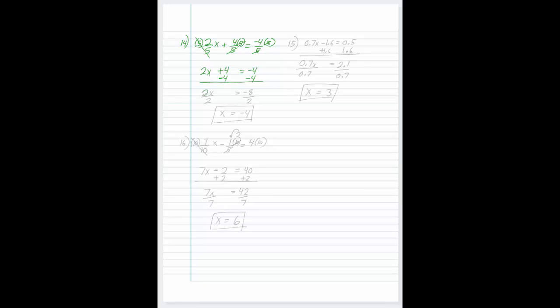Number 15. We have 0.7x minus 1.6 equals 0.5. Well, let's just add 1.6 to both sides. So we have 0.7x equals to 2.1. And then we'll divide by 0.7. And if we put that in the calculator, that will give us 3.